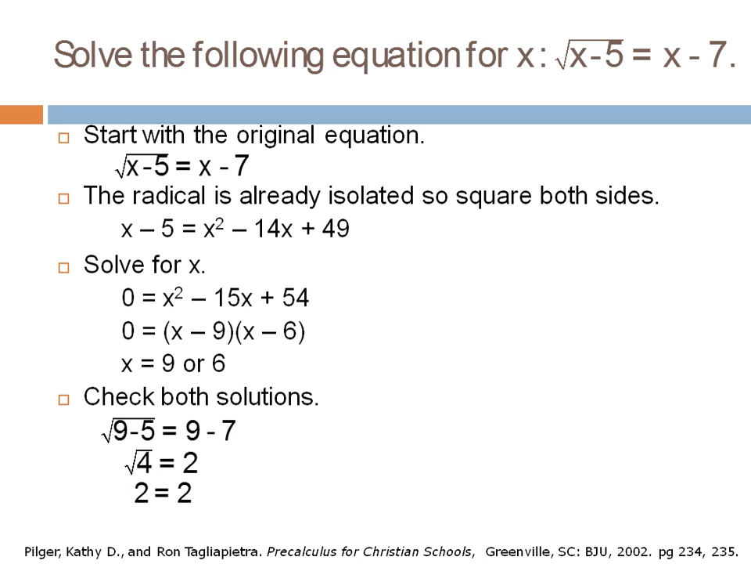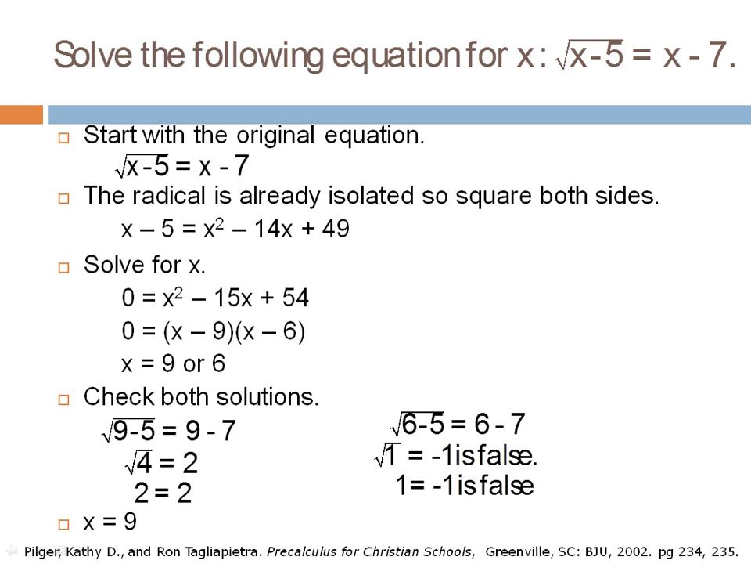Square root of 6 minus 5. We want to check, does that equal x minus 7? Square root of 1 does not equal negative 1. So that's false, which means 6 is not one of our solutions. So our only solution to this is 9. So again, there is an example where you see the importance of checking your answers.